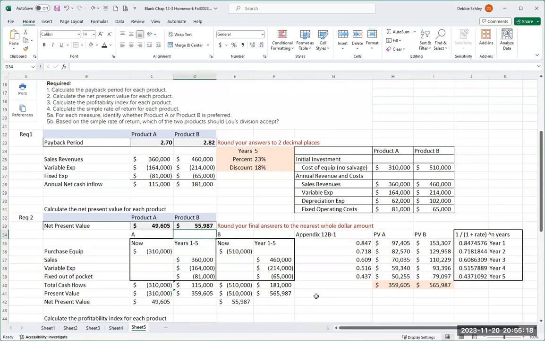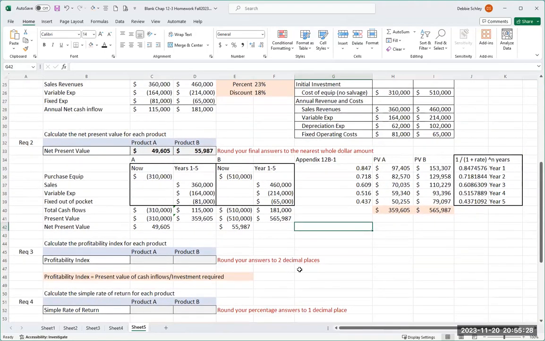All right, so that was required too. And I'm sure there's lots of ways to get to that, but that's the way I did it. It just made sense to me because there's just little quirky things in this one.